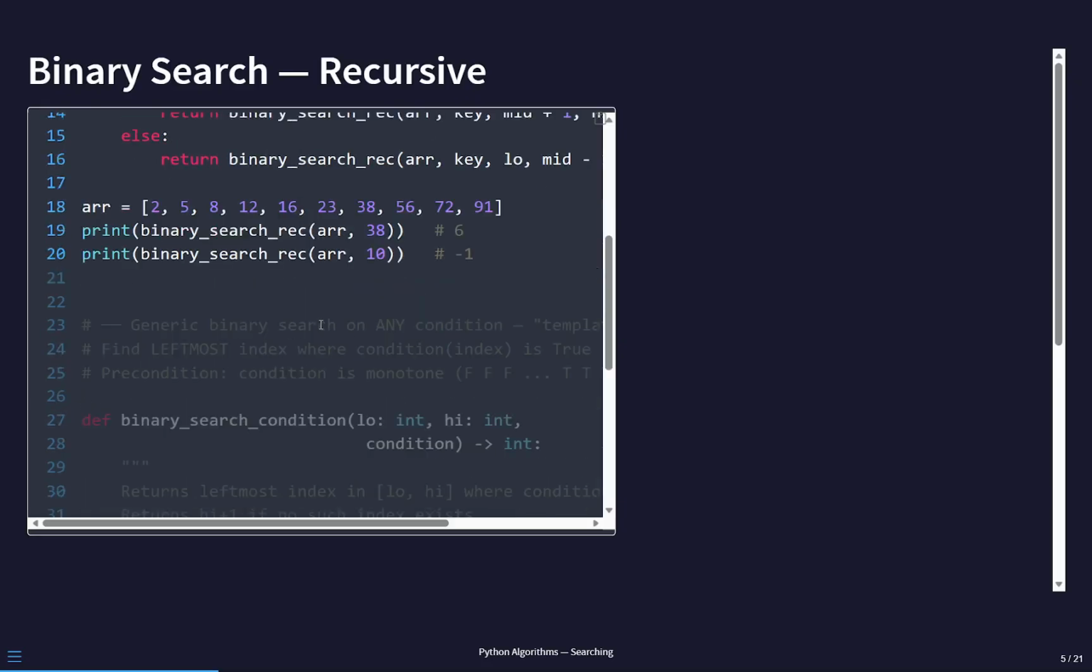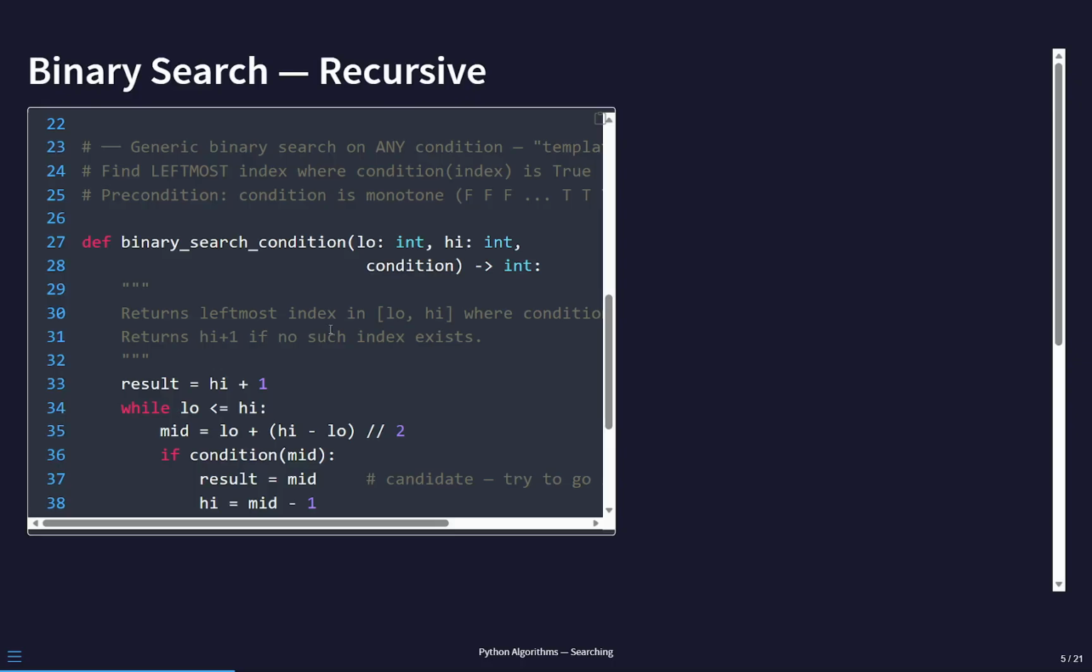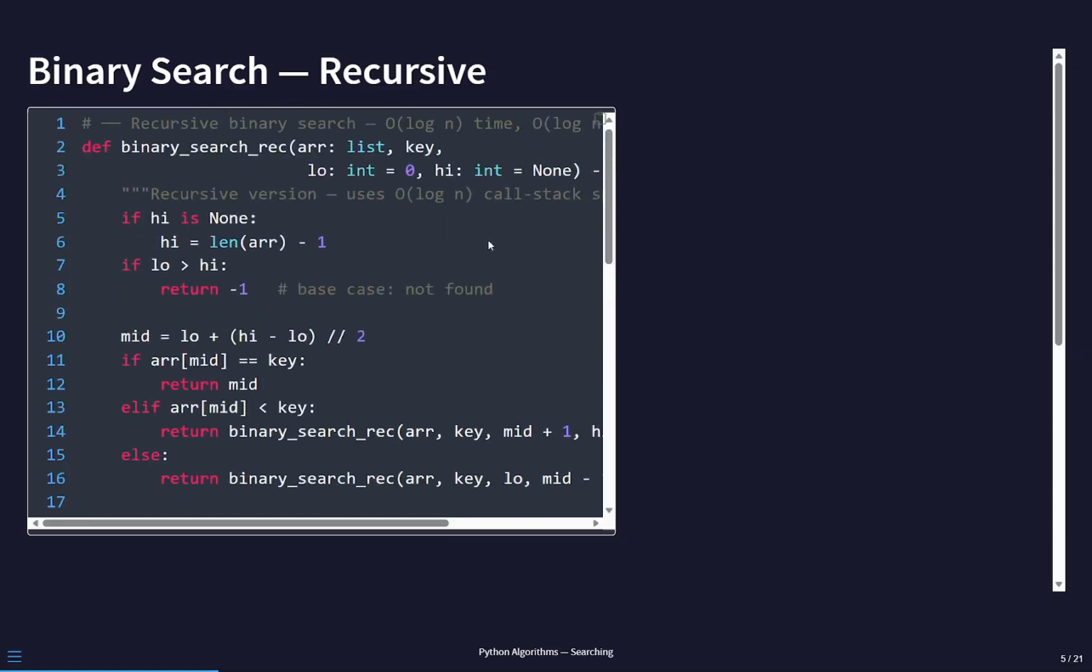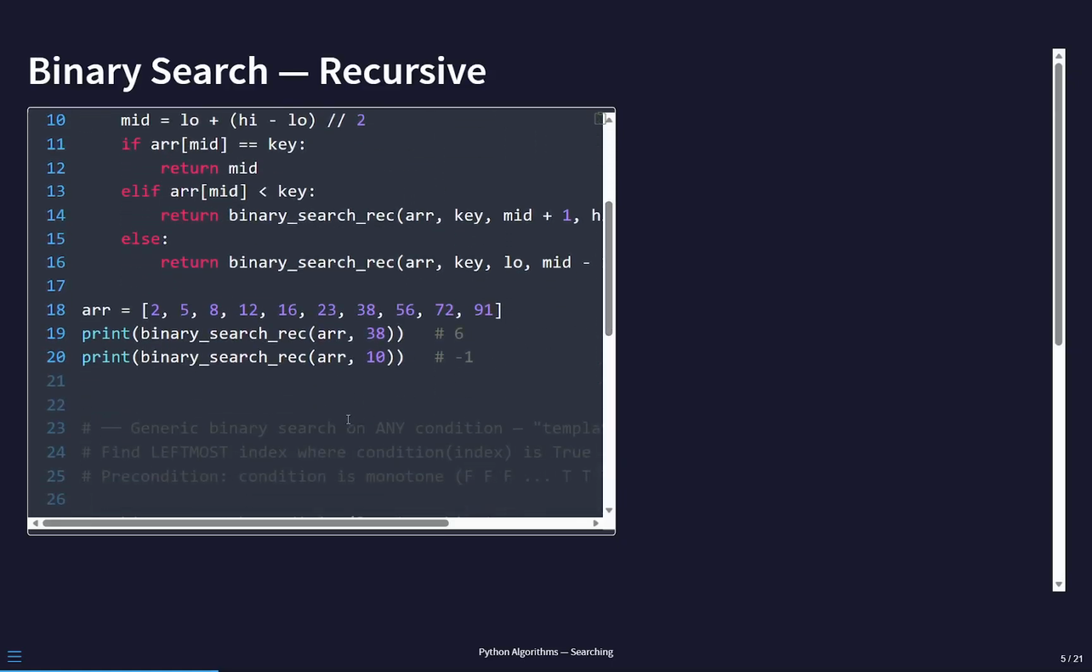pointer. The recursive version uses O(log n) call stack space. Each recursive call adds a frame. The iterative version uses O(1) space, no stack frames. For production code, prefer iterative. For learning and for interview whiteboards where clarity matters, recursive is fine.